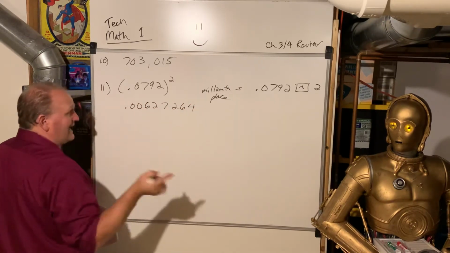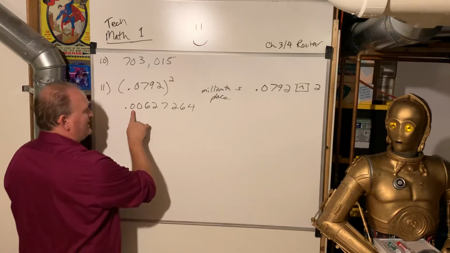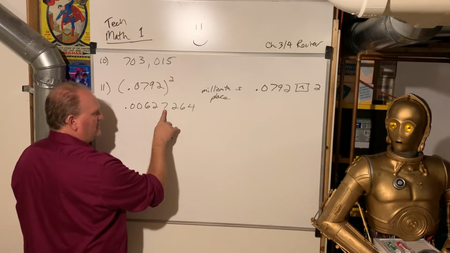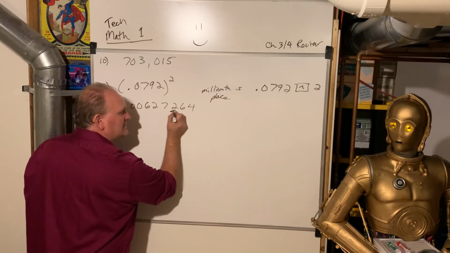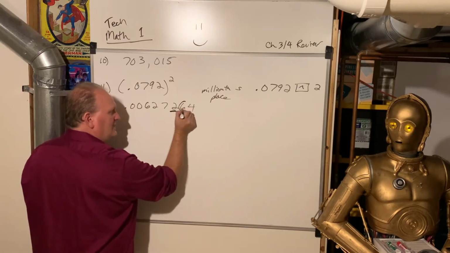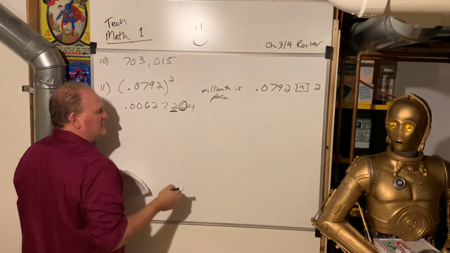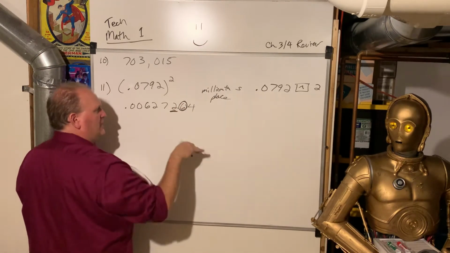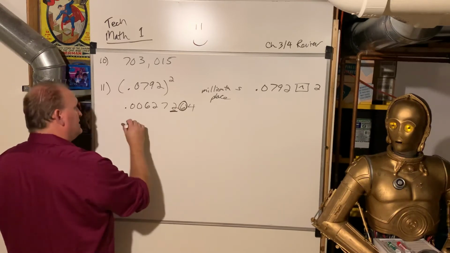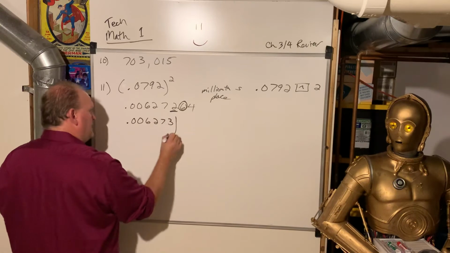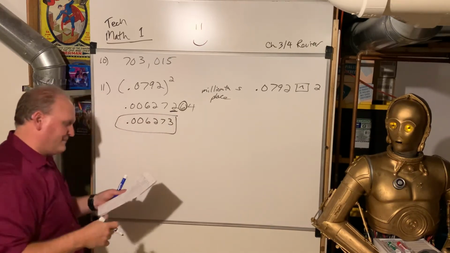0.0062724. So now we have to know our places: tenths, hundredths, thousandths, 10,000ths, 100,000ths, millionths, and then this is 10 millionths. So we actually look at the one directly to the right of it to see if that gets bumped up or if that just gets truncated off. And it is going to get bumped up. So 0.006273 is the correct answer for that one.